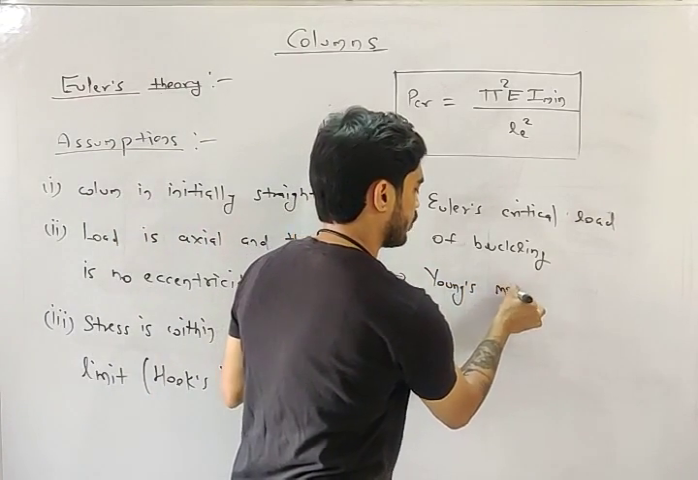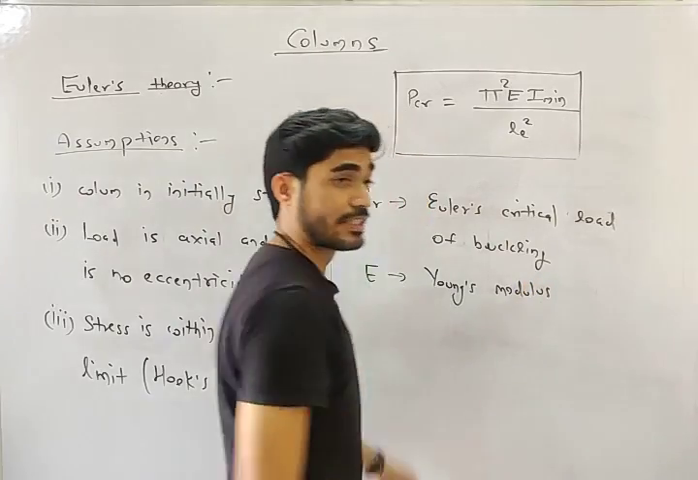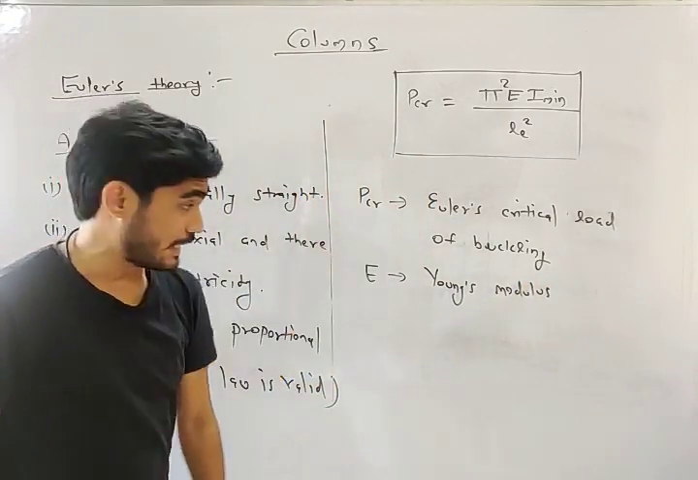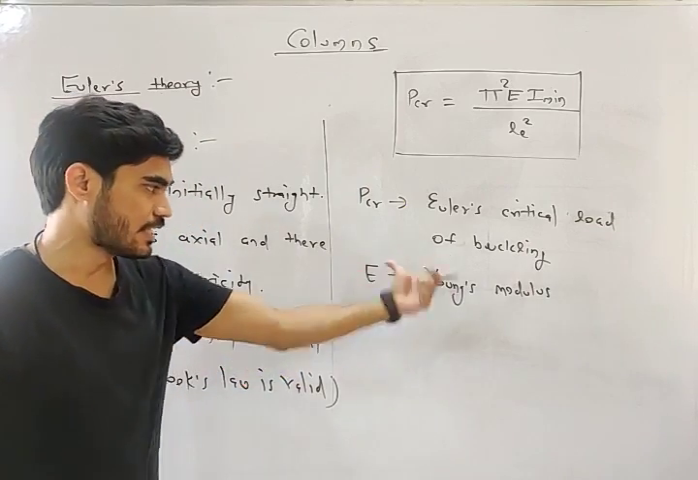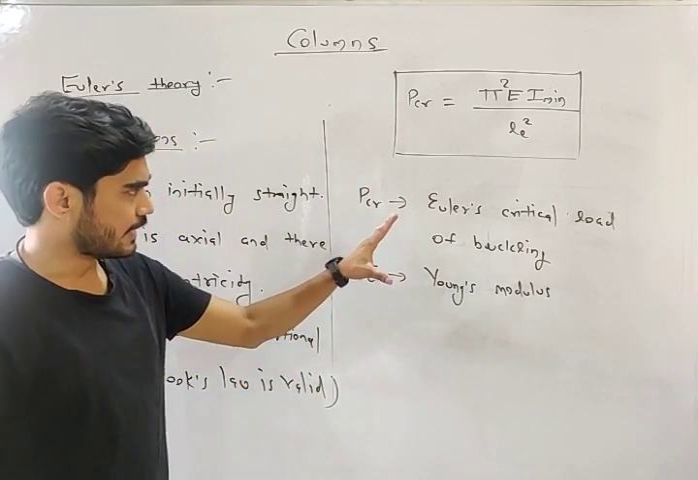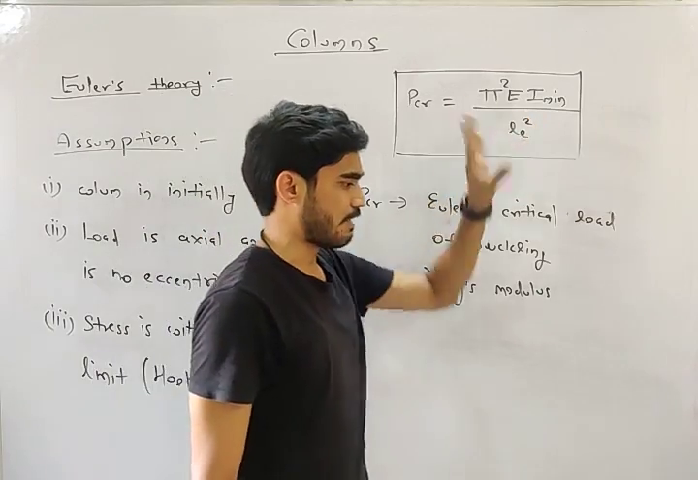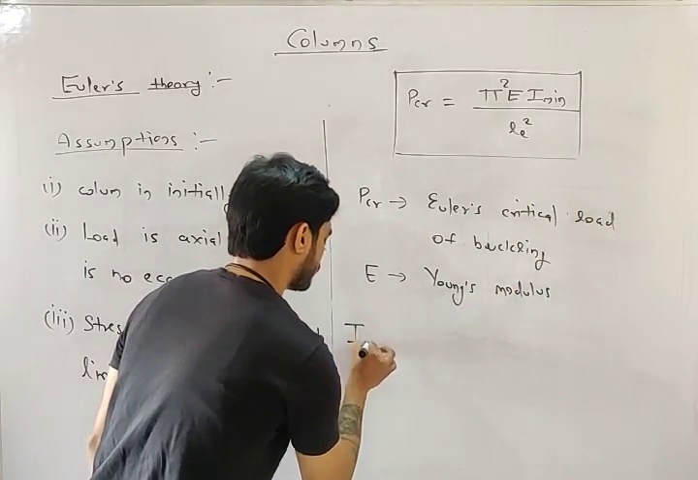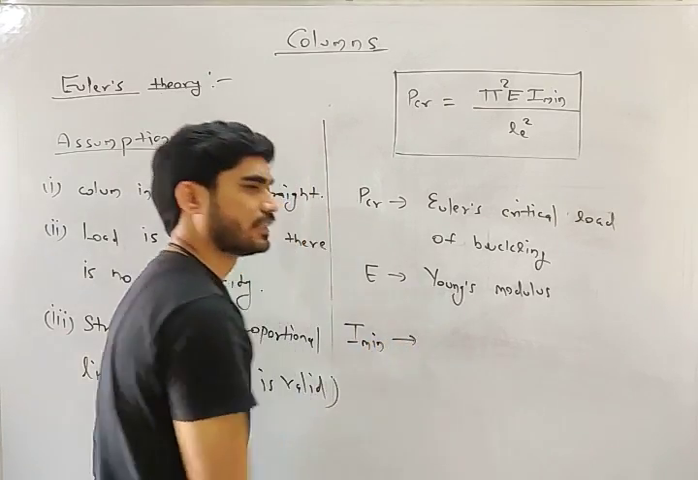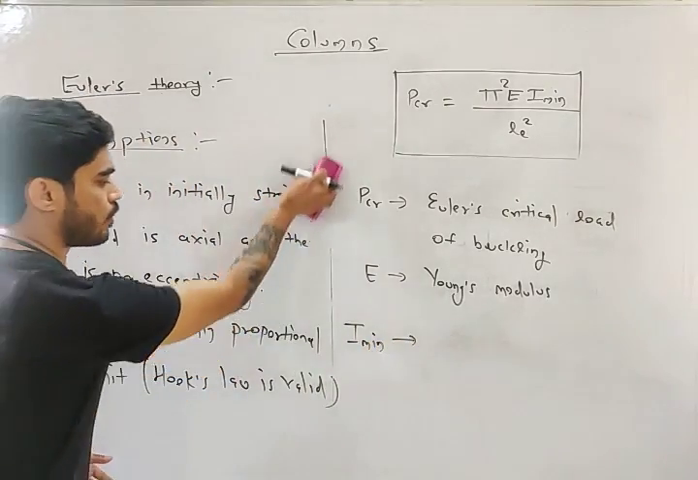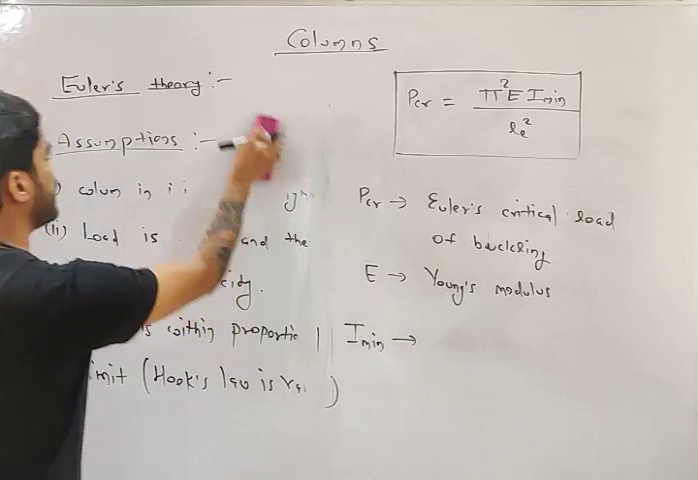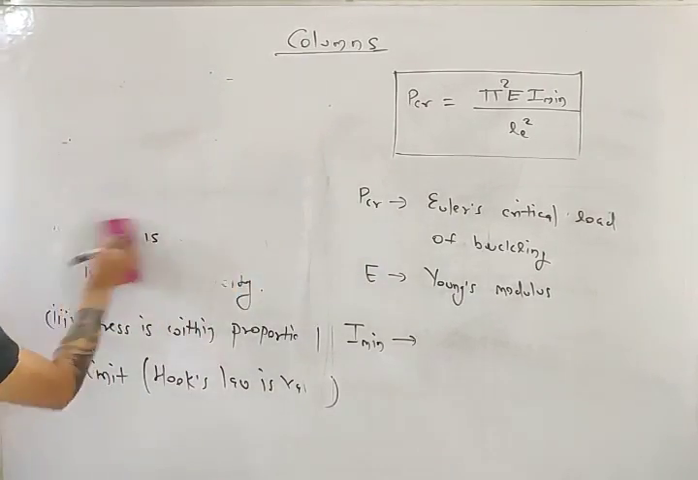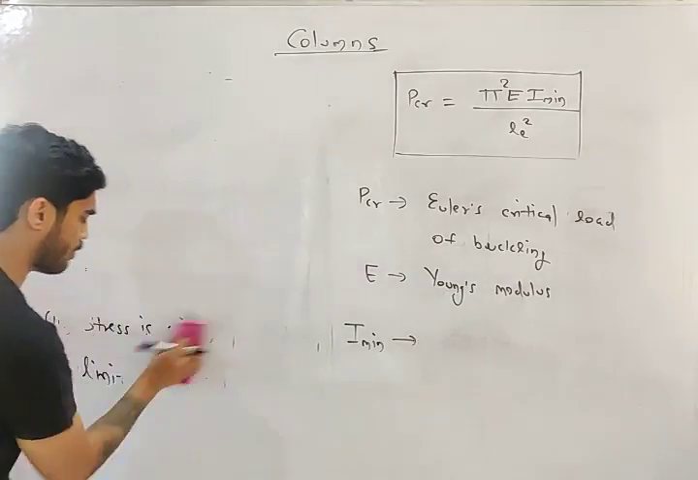For steel, what is the value of Young's modulus? We have been repeatedly using the value of E: 200 gigapascal, my friend. For steel, Young's modulus is 200 gigapascal. Now, a very important thing to understand is I minimum. So what is I minimum, my friend? Let's understand what is I minimum.